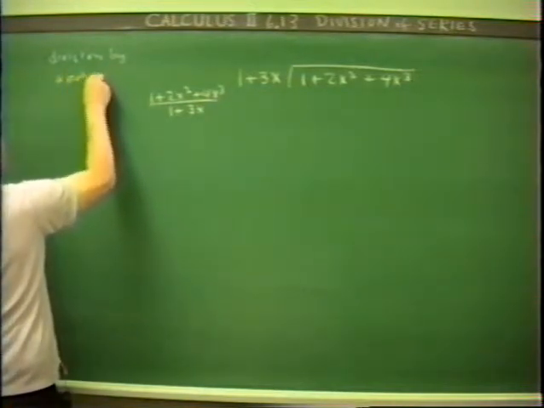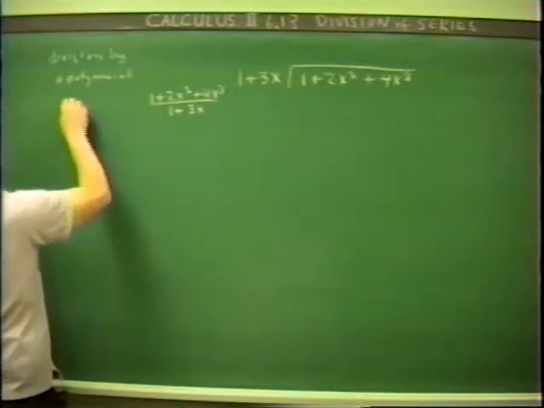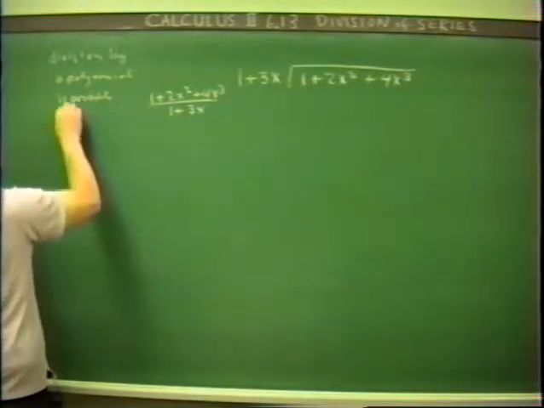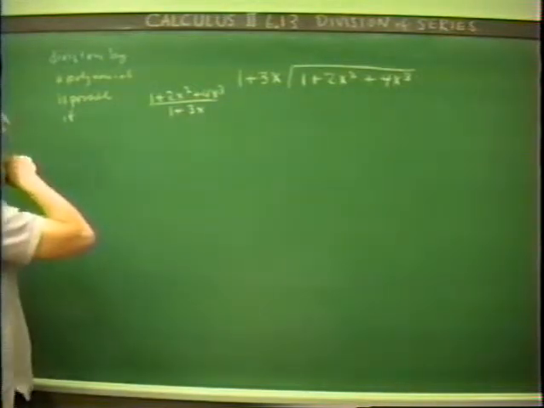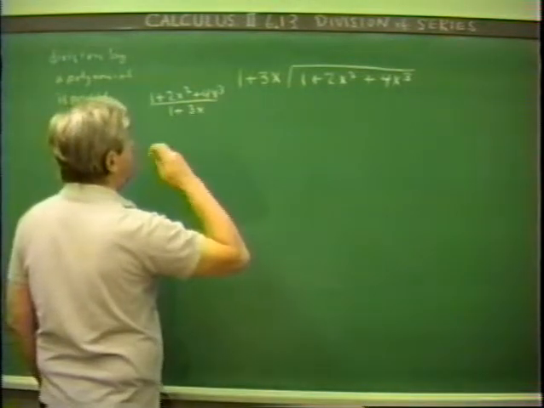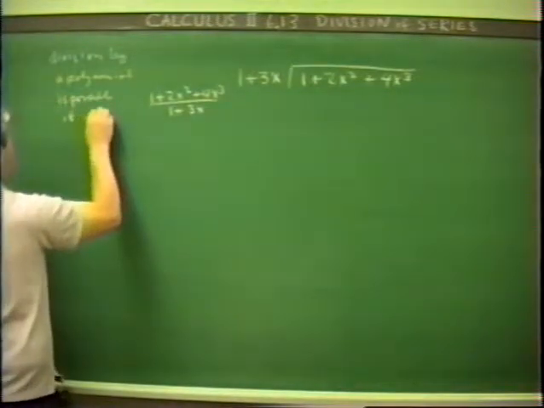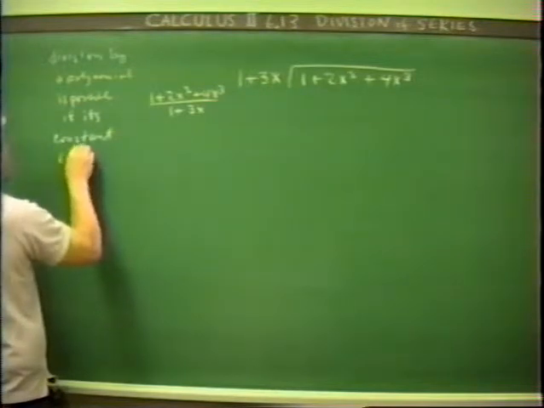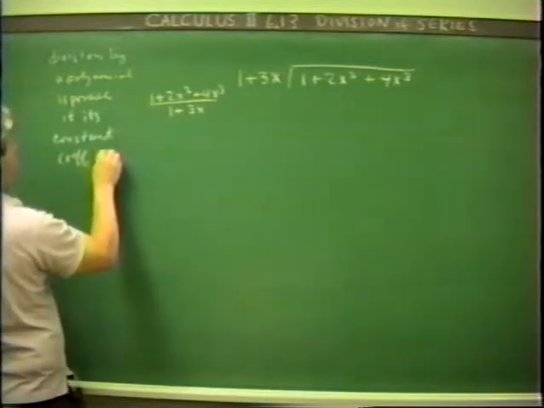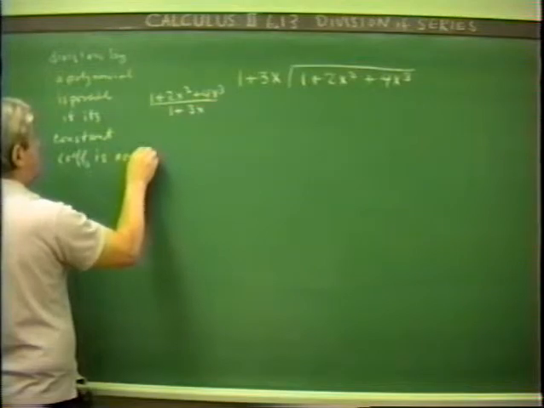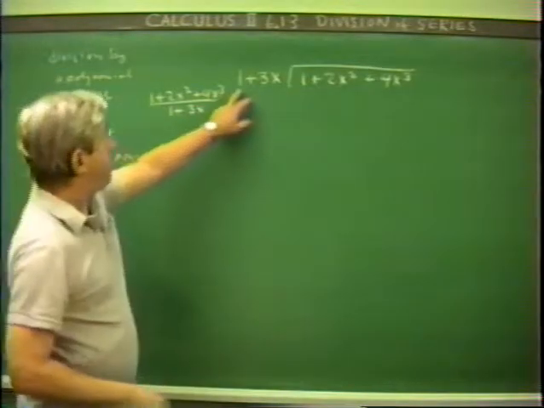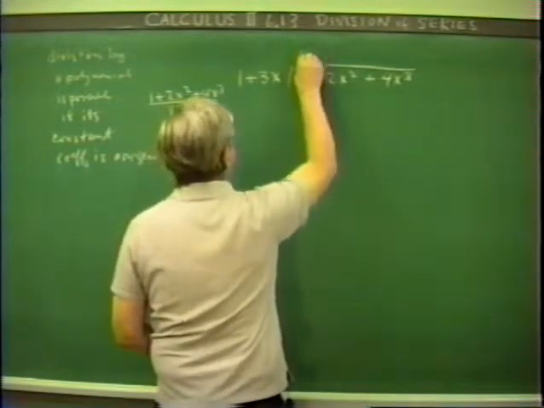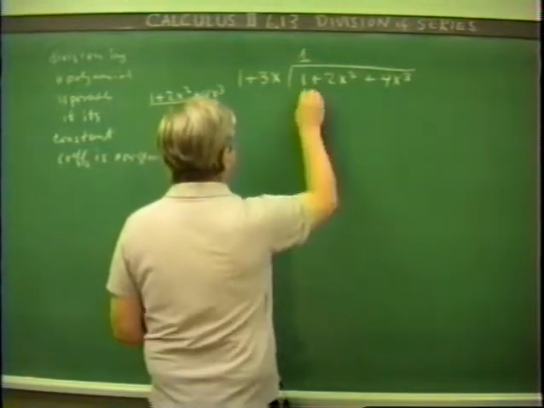Right? Then division here by a polynomial is always going to be possible if the constant coefficient here is 1, or is non-zero. So that we can perform this division here.